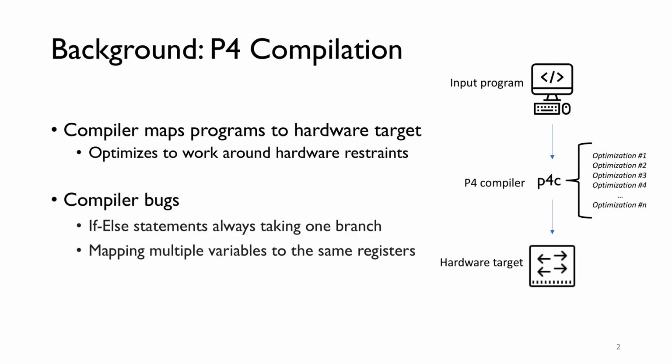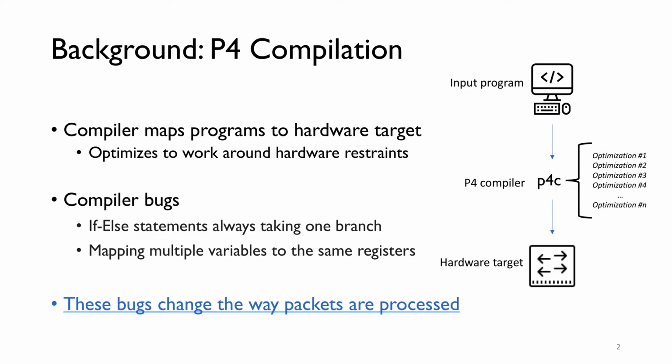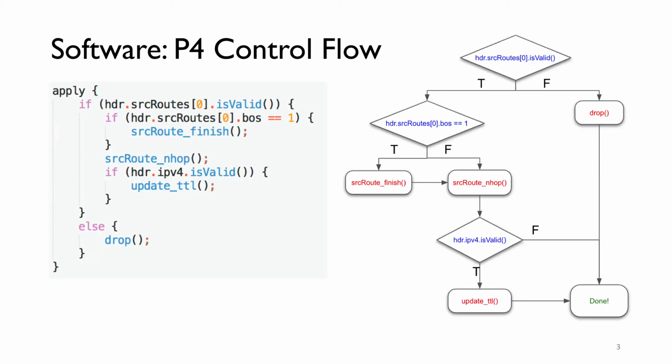These optimizations can sometimes introduce compiler bugs, such as if-else statements always taking one branch, or incorrect allocation of space for variables. These bugs will disrupt the logic of our code, changing the way the packets are processed. Unfortunately, such compiler bugs are difficult to understand and often require help from a support team.